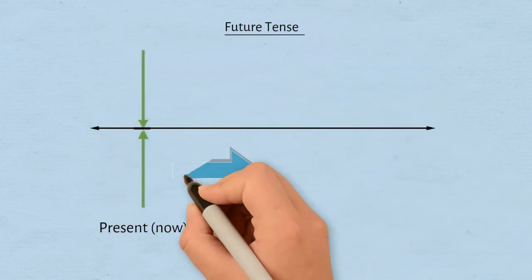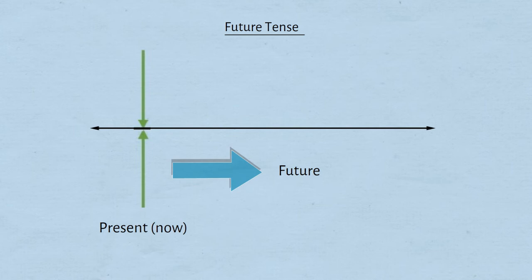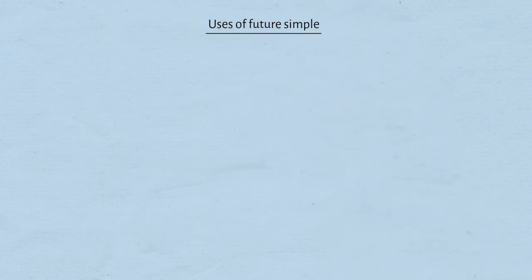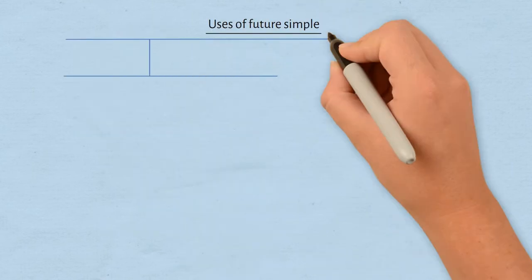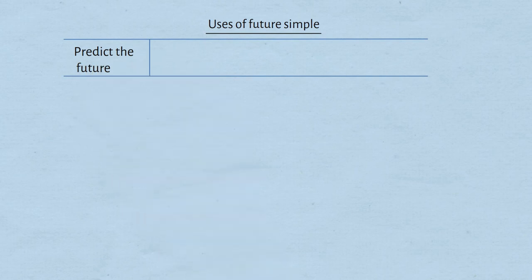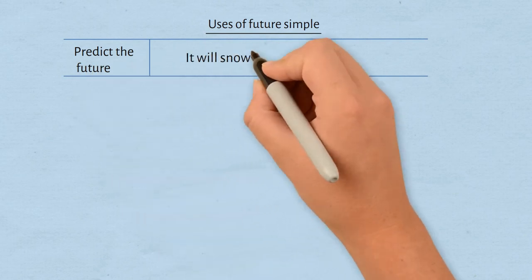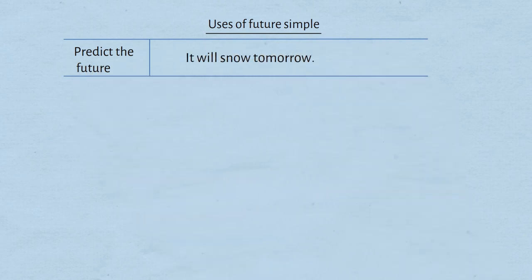Future tense. In this part of the video, you will learn about the future tenses. We will start with future simple. Uses of the future simple tense. We can use this tense to predict the future. For example, it will snow tomorrow.